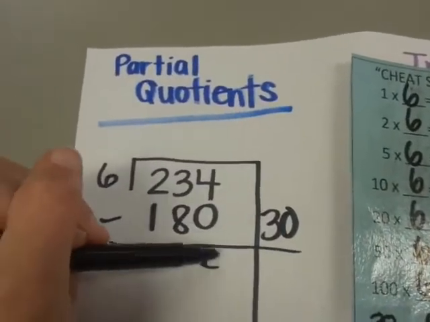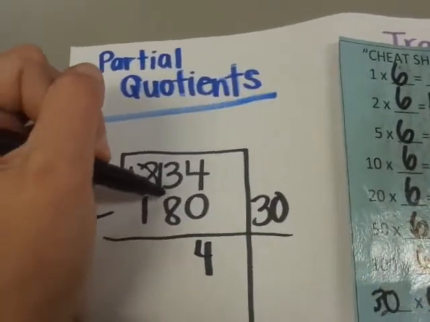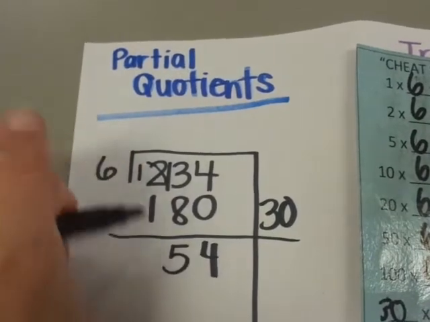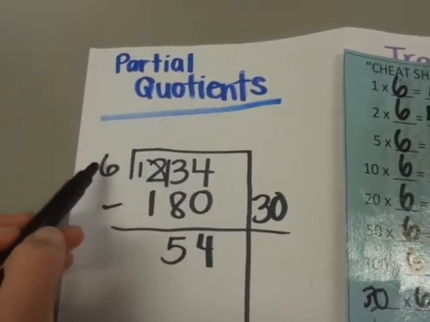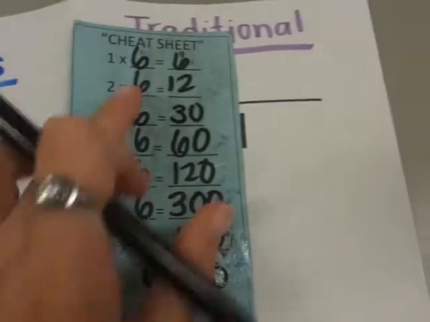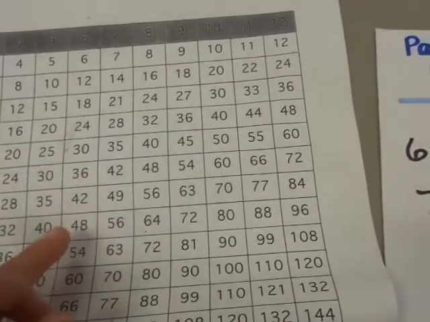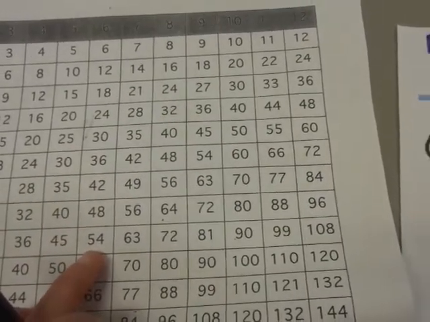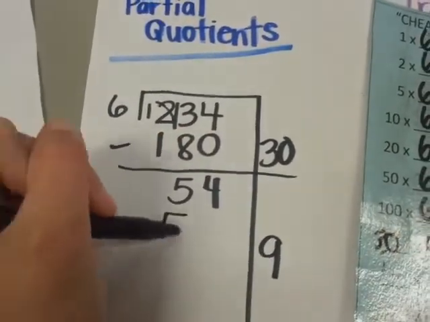4 minus 0 is 4. 8 minus 3, I can't do without borrowing. 13 minus 8 is 5. 1 minus 1 is 0. So now I ask myself, how many times can 6 go into 54? And I can continue to use this, or I can use my multiplication chart, because this should be a quick fact. So I go down 6 to find 54. My other factor is 9. So 6 can go into 54 9 times.